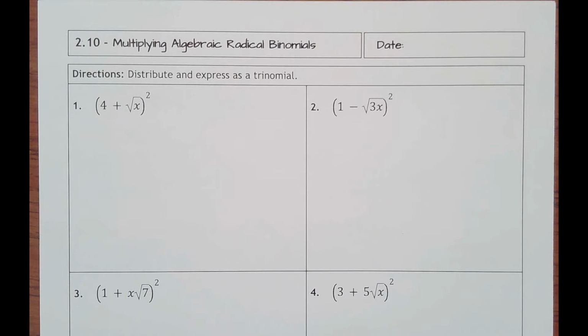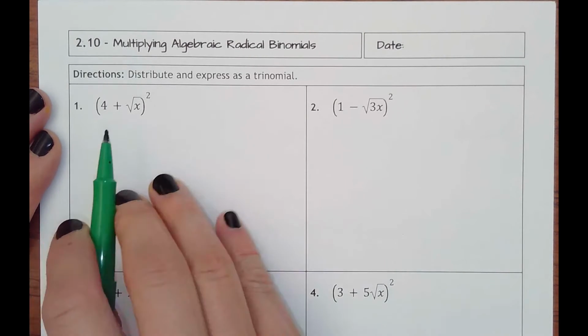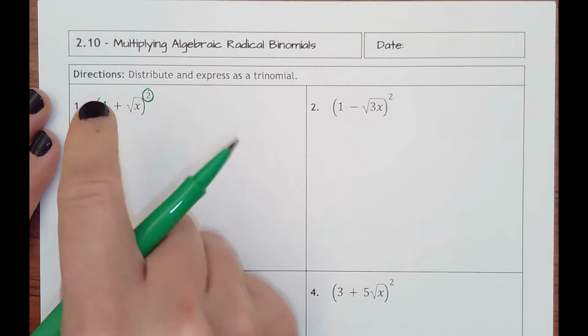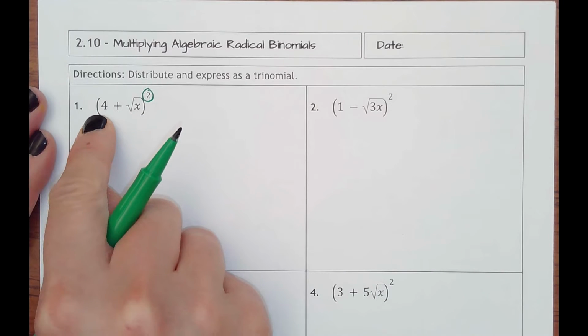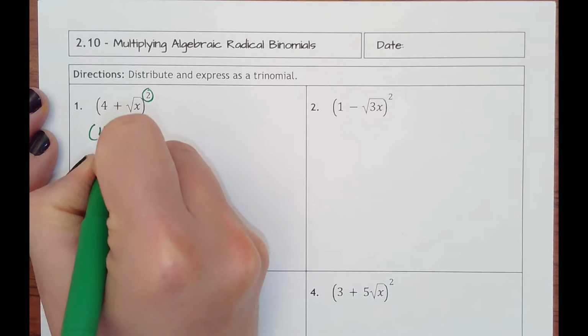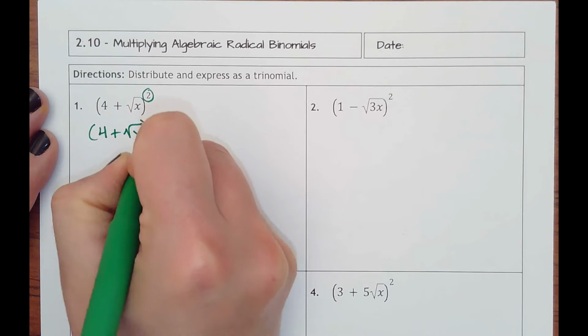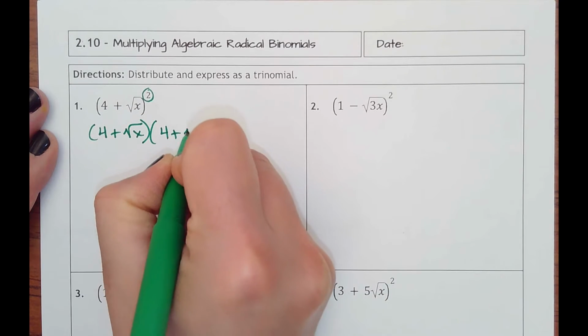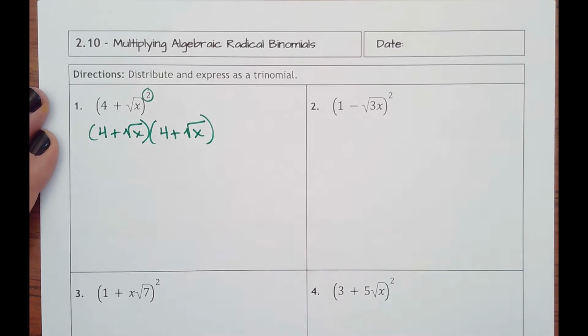2.10, multiplying algebraic radical binomials. This is the same thing we did, other than it's going to have some variables in it. We see the letter x, and those are treated just a little bit differently than the numbers. Remember, we talked about if we see some quantity being squared, we need to rewrite this as 4 plus square root of x times 4 plus square root of x. And then that'll help us FOIL.